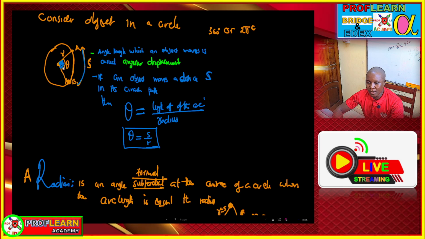So if an object moves this particular distance, then we can relate the distance moved and the radius in order to find the angular displacement. Angular displacement is going to be the length of the arc, which is S, divided by the radius.